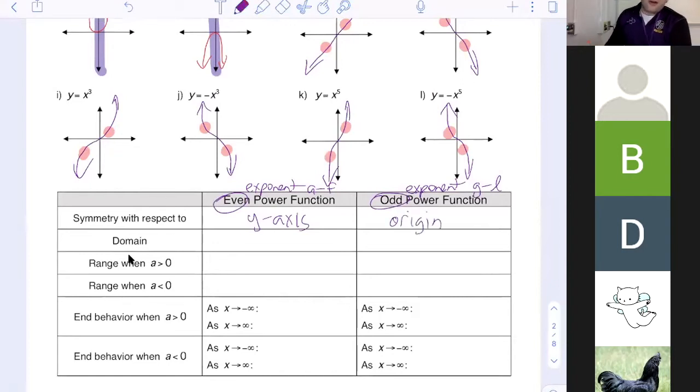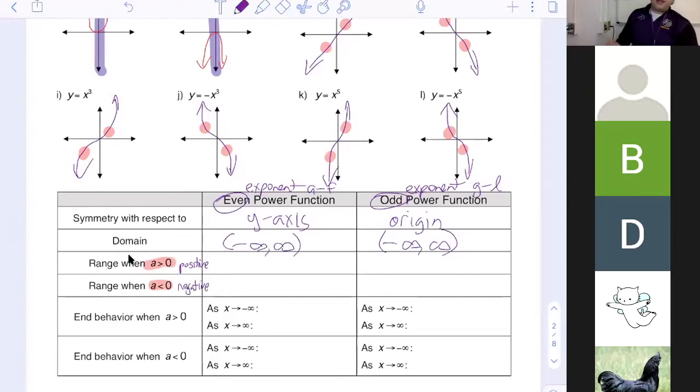All right, the easy part is the domain. For both of these, for all polynomial functions, the domain is all real numbers. So that's never going to be an issue that you have to worry about. Now, range. Okay, let's do a little discovery here. So the range when your a value is greater than 0, or in other words, positive, and the range when your a value is less than 0, or in other words, negative.